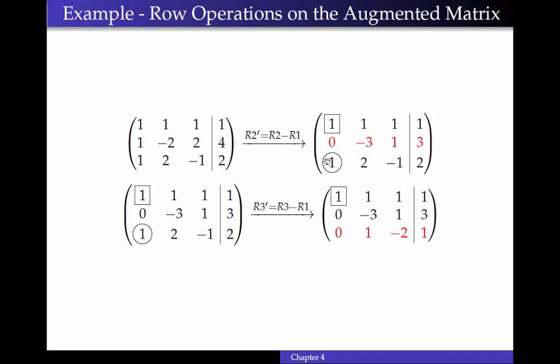And now I want to eliminate the next circled number. And by eliminate, again, I just mean change to 0. So again, I'm going to use the pivot element, and I'm just going to create a new row 3 where I subtract row 1 from row 3. So I have 1 minus 1 is 0, 2 minus 1 is 1, minus 1 minus 1 is minus 2, and 2 minus 1 is 1. And so I've used this pivot to eliminate the circled elements below it. So now I have to identify the new pivot.